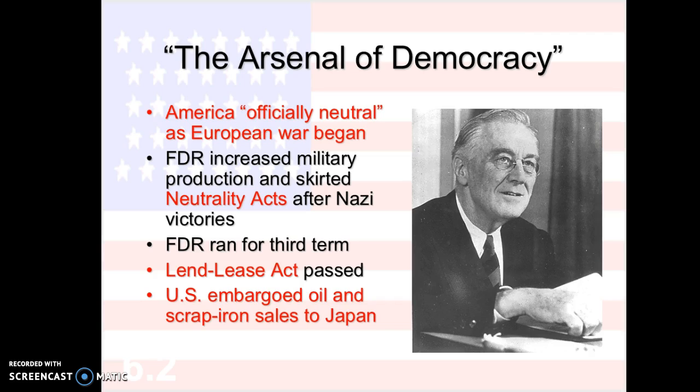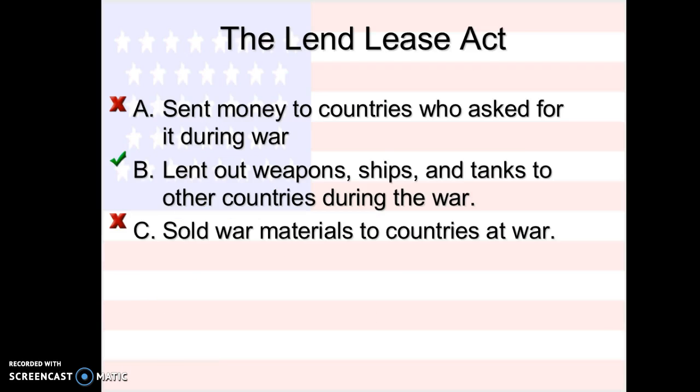They know that America is loaning things when they shouldn't be. And then the U.S. embargoes oil and scrap iron sales to Japan. Japan invades China, and China is an ally of America. So America says, hey, you've invaded China, and we're allies with them, so we're going to stop selling you oil and iron. So it takes it back to the alliances that happened before World War I. You can see the same sort of things happening. You've got the buildup of the dictators, and you have alliances coming, and this is also imperialism. So it's pretty much all of the same reasons.